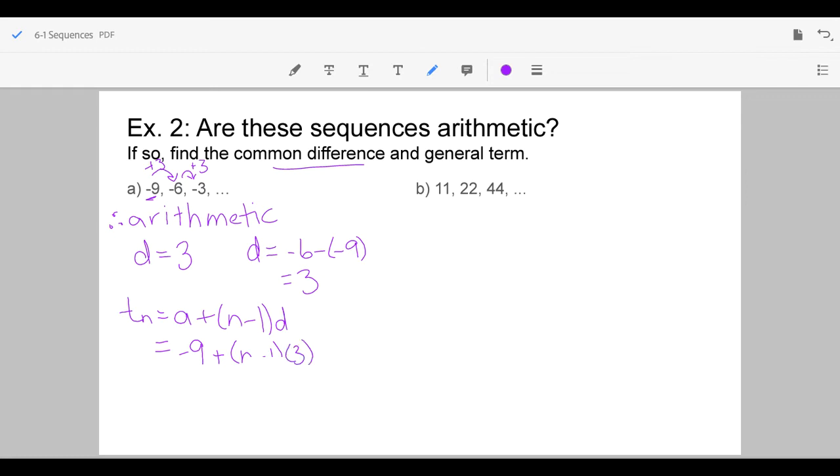Now we have to simplify this, so we multiply that 3 into the bracket before it. We get negative 9 plus 3n minus 3, and simplifying further, we get term n is equal to 3n, and negative 9 minus 3 is negative 12. So this is our general term.